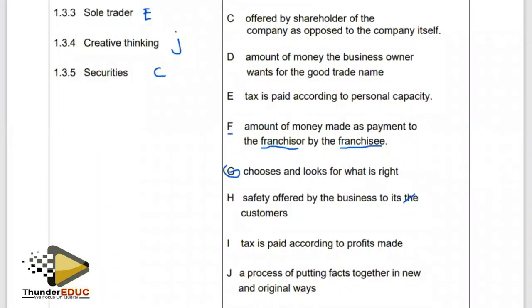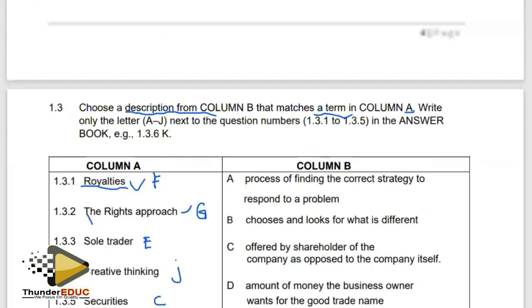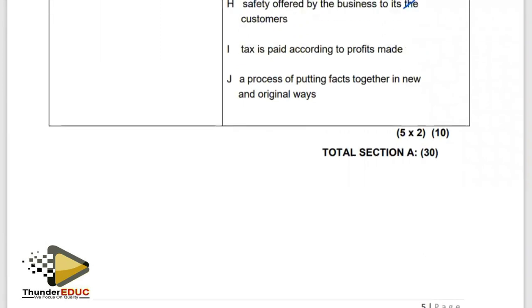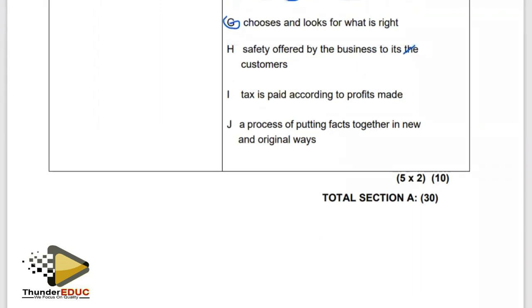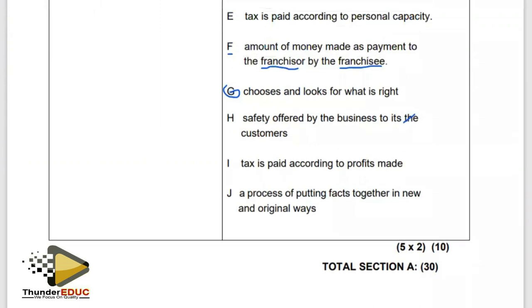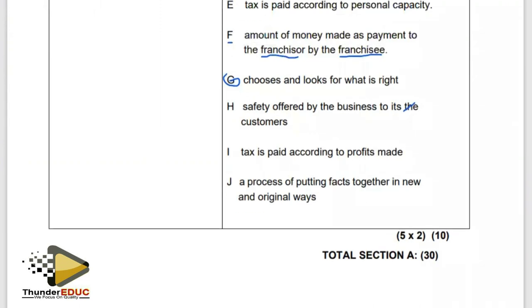Okay. We have successfully completed our section A and the score is 30. I want to assure you, if you want to be a successful business learner, you have to work on your section A. It is very important that you always know how to answer section A.